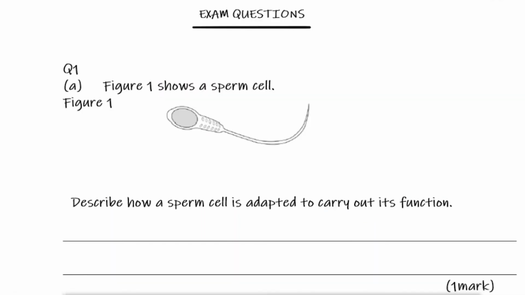This brings us to the last section, exam questions. Question 1. Figure 1 shows a sperm cell. Describe how a sperm cell is adapted to carry out its function.